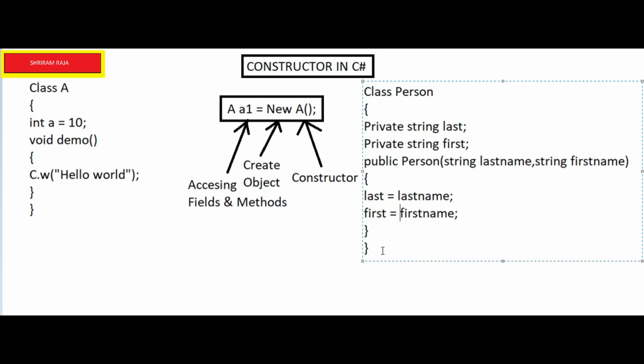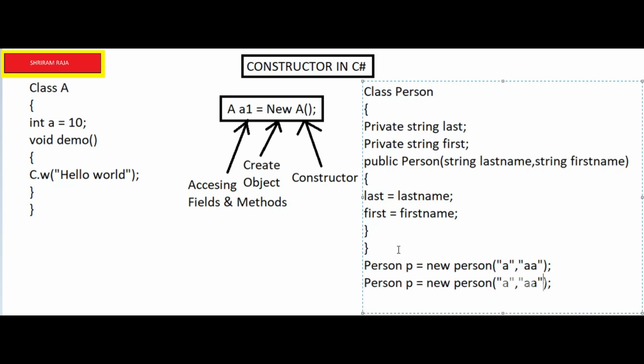In simple terms, the benefit here is when you try to create an object for this class person, P equal to new person, here you can directly pass the values. Something like this. You can create another object, and while creating the object you are passing the values. That is the benefit of using a constructor.